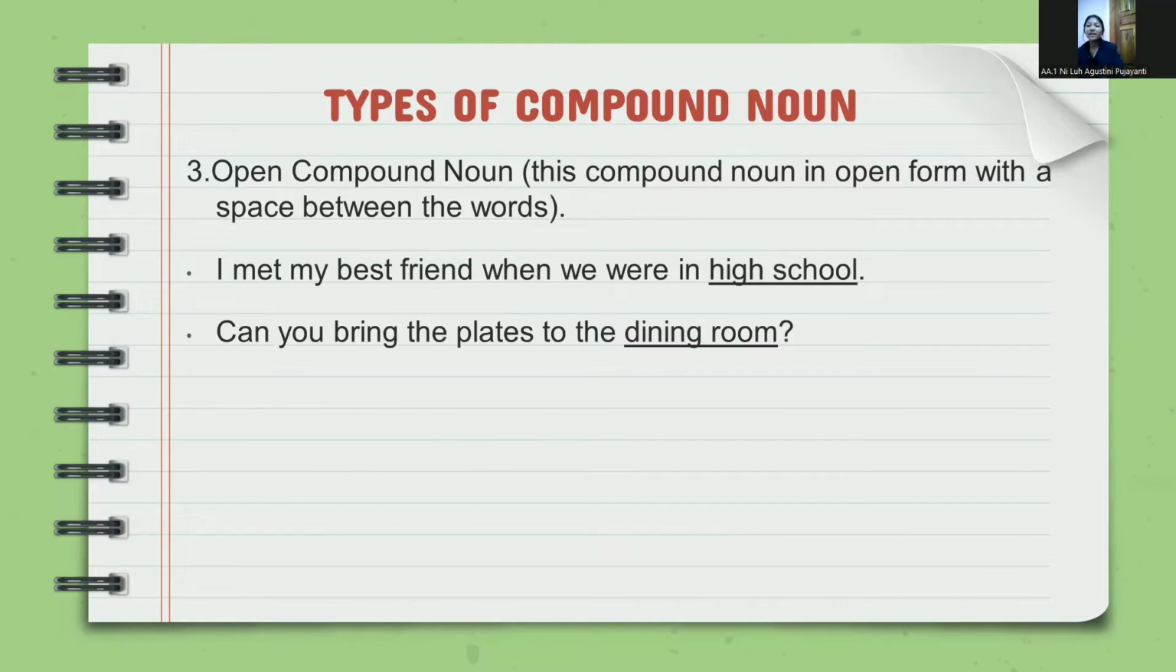And the last type is open compound noun. This compound noun is in open form with a space between the words. For the examples are, I met my best friend when we were in high school. And last, can you bring the plates to the dining room?